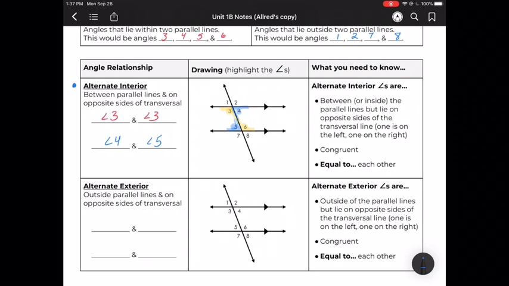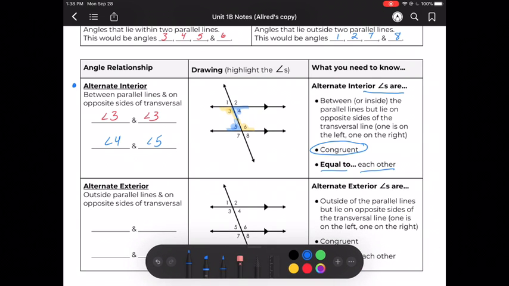Okay? So here's what you need to understand when we have parallel lines and these kinds of angle pairs. Alternate interior angles are between or inside the parallel lines, but they lie on opposite sides of this transversal. One's on the left, one's on the right. They are congruent, which means they are equal to each other. Okay? And so we can use that in solving equations by setting angles equal to each other.